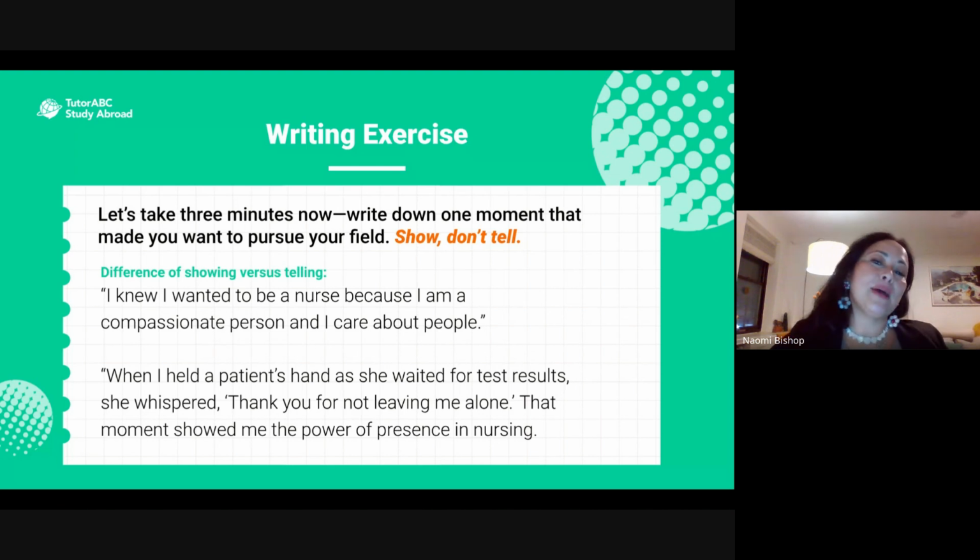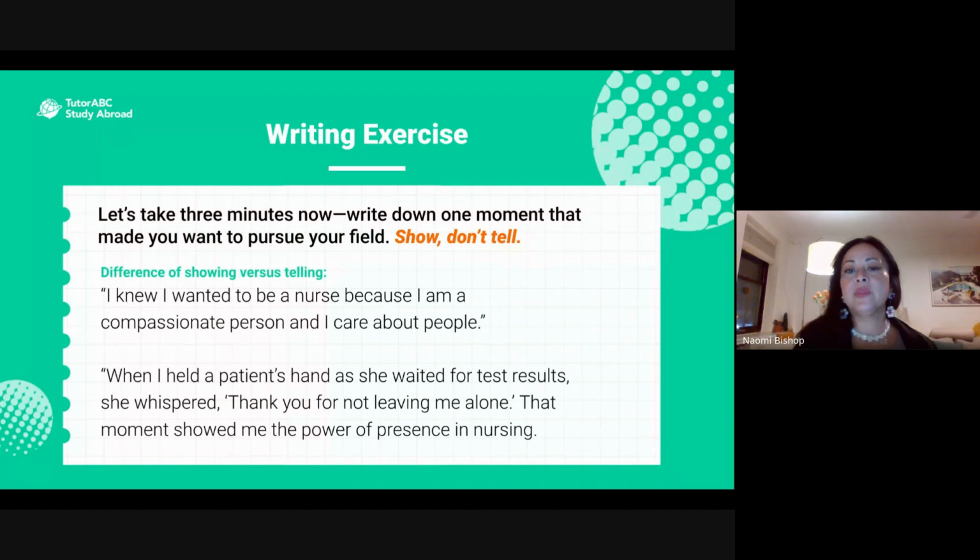This exercise is about showing and not telling. And I want to show you the difference of that. So here's two parts, and then we'll go into the writing thing: the difference of showing versus telling. The first part says, I knew I wanted to be a nurse because I am a compassionate person and I care about people. Okay, so that's telling. It doesn't make me feel connected to that person. It makes me feel like I'm getting a list of their qualities.